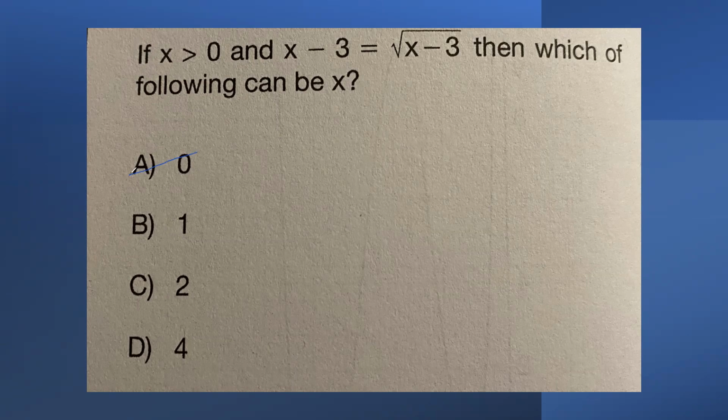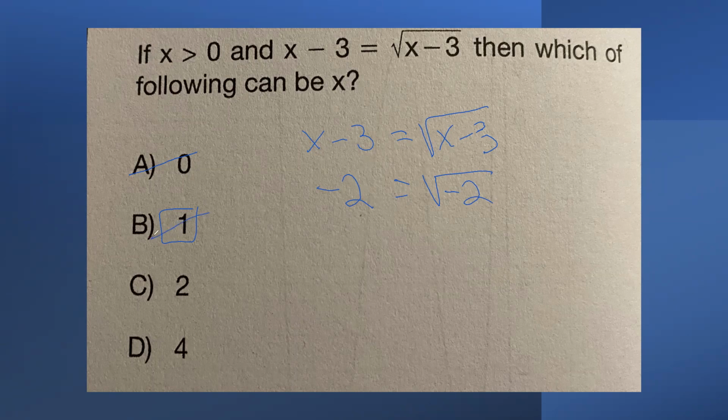So I basically need to solve for x when x minus 3 is equal to the square root of x minus 3. Okay, so could it be 1? 1 minus 3 is negative 2. I'm going to substitute 1 for x. So that would be negative 2 here, and here we would have the square root of negative 2, which we cannot have. We cannot take the square root of a negative number, so it cannot be 1.